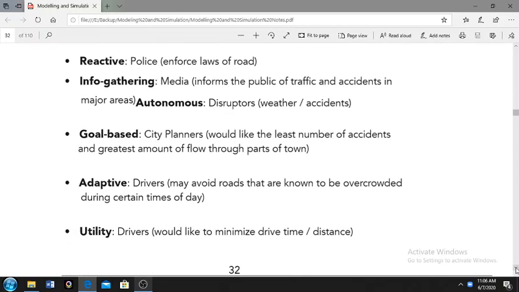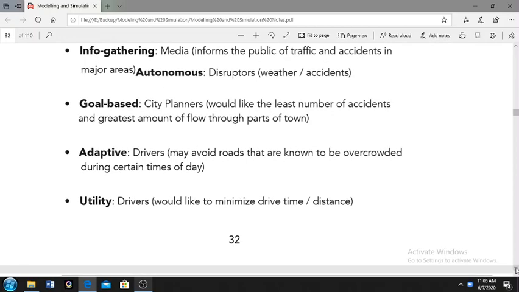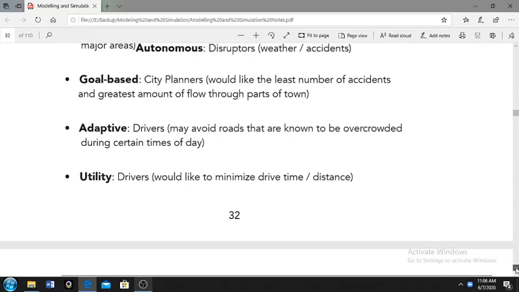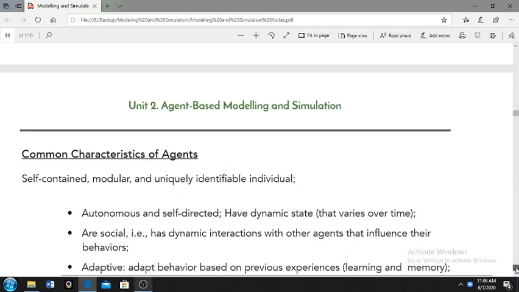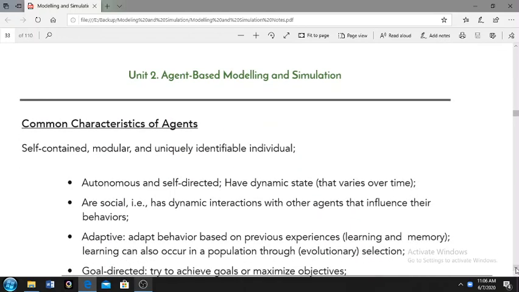We are going to explain this later. Adaptive, like for example, drivers are adaptive, may avoid roads that are known to be overcrowded. Utility, for example, the drivers also are utility, would like to minimize driver time to use less resources. So you can see that an agent can be classified in different categories.